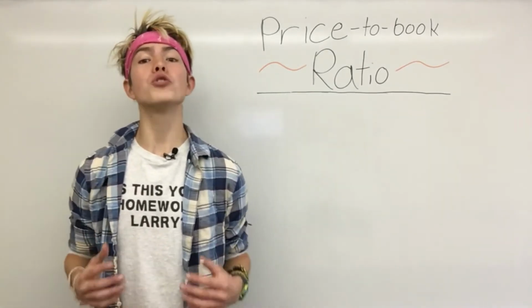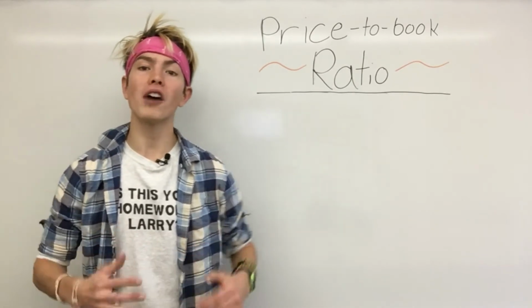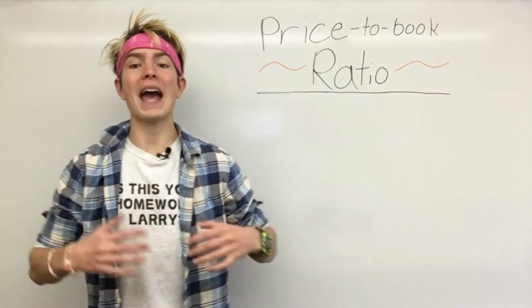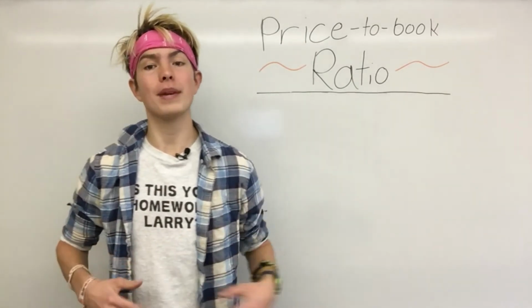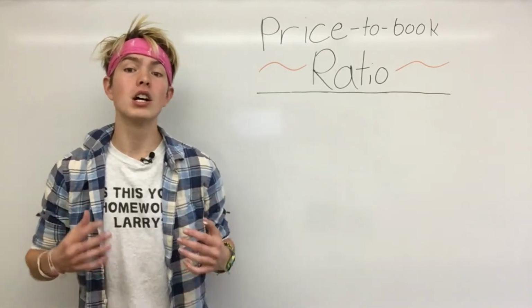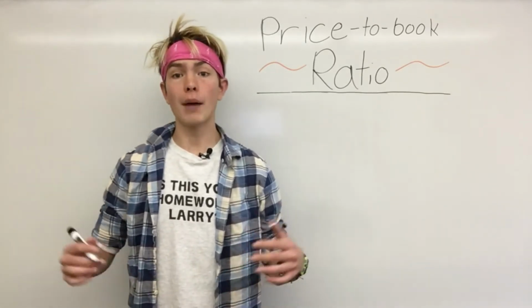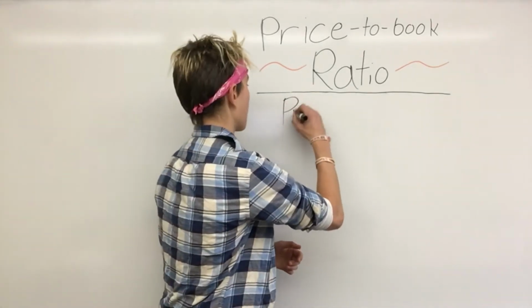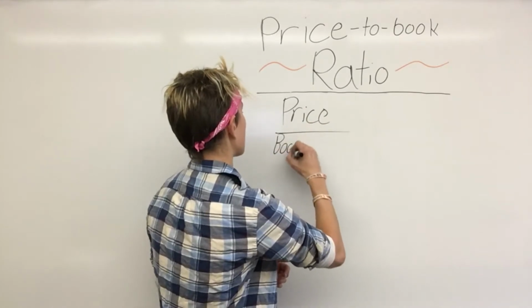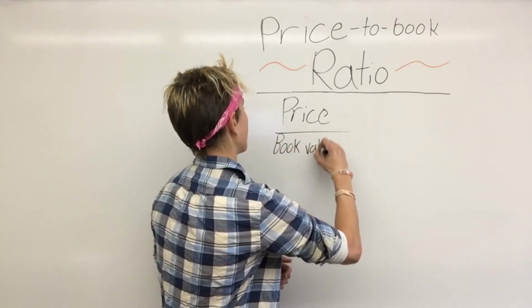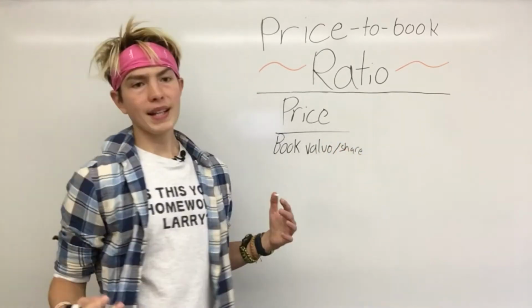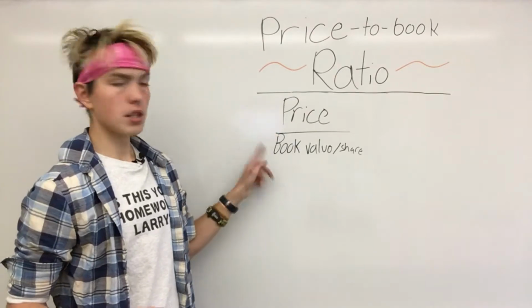All right, so how do you find the price to book ratio of a stock, besides just looking on the stock's information page and finding out what it is? What does it actually mean? Let's figure out how to contextualize it and what the numbers behind it mean. What you're going to do is take the price per share and divide it by the book value per share. Makes sense, right? Price to book ratio.